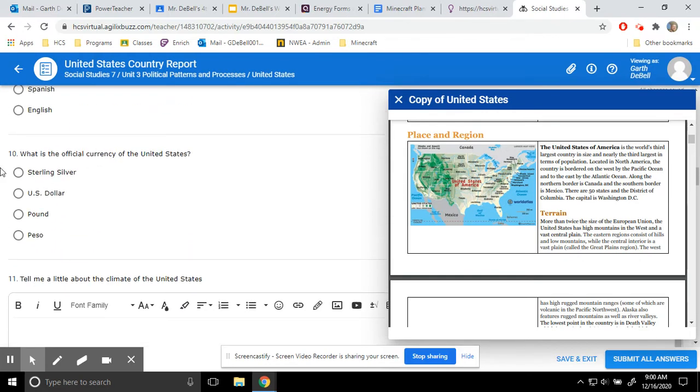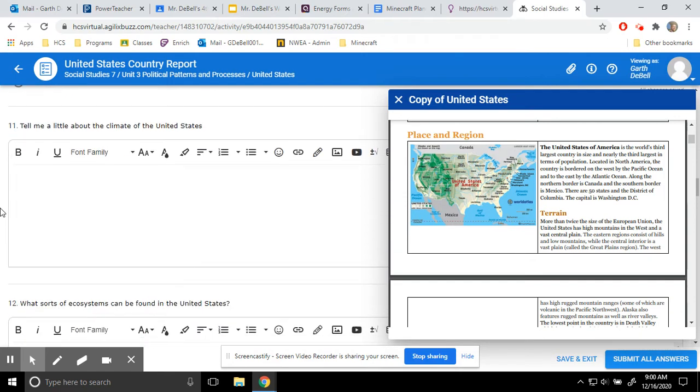So, like I said, these are pretty easy. What is the currency of the United States? Well, you live in the United States, so you should know that one. But those are pretty easy. So we're going to come down to the section where you actually have to write out some stuff, right?